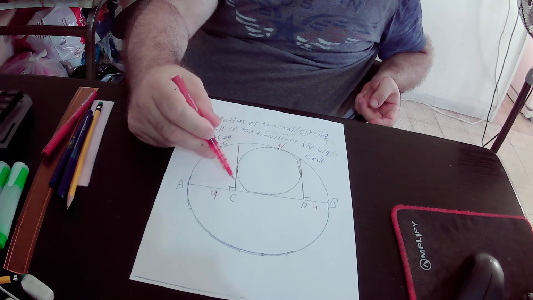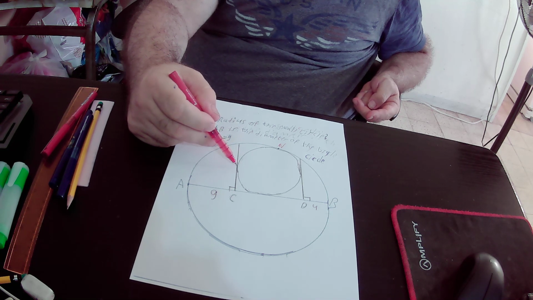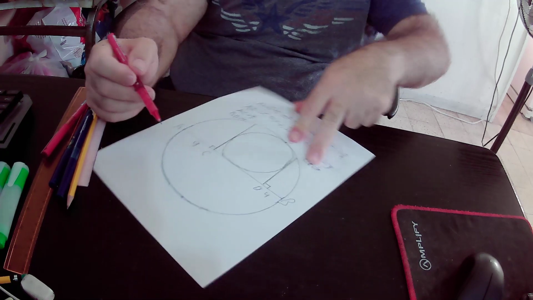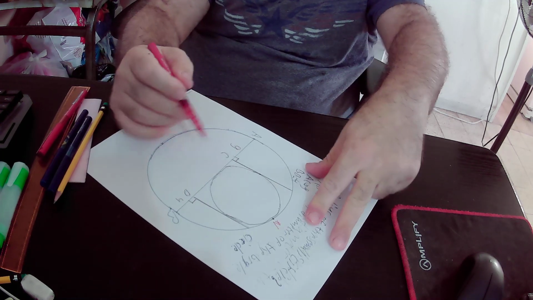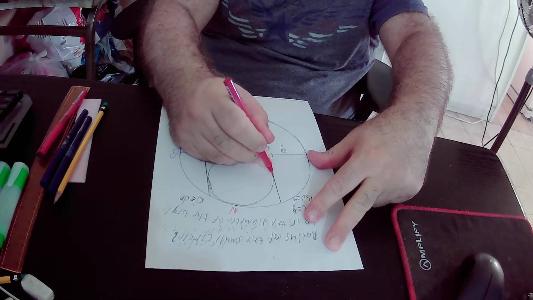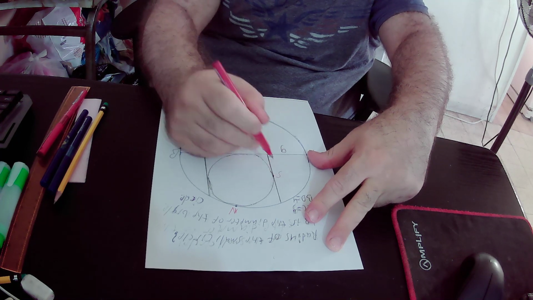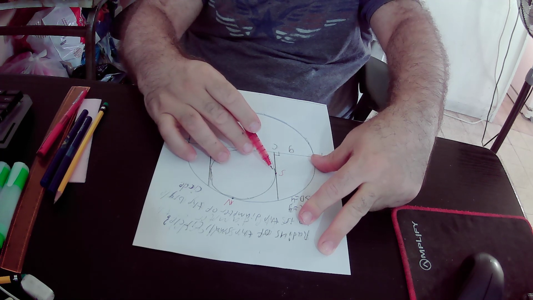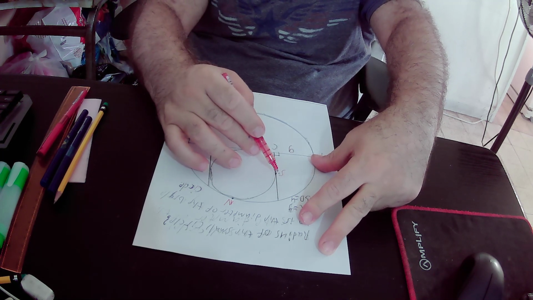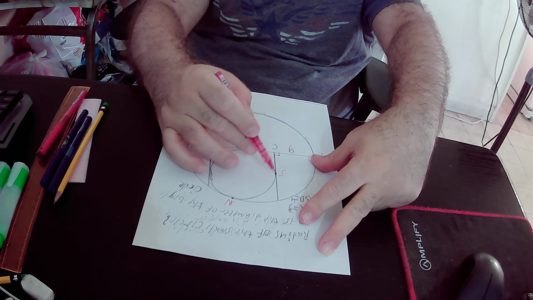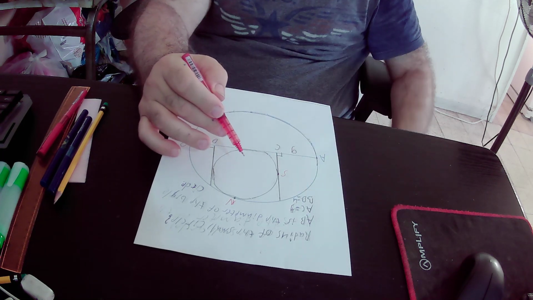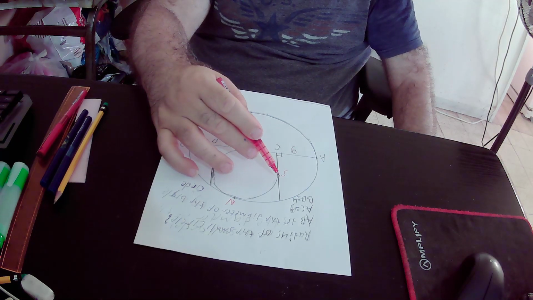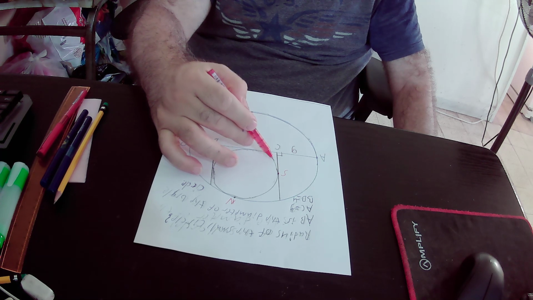This tangent is tangent to the small circle at this point. Let's call this point S. Point S is the launch point between the tangent and the circle, or the point of tangency between the tangent and the circle.